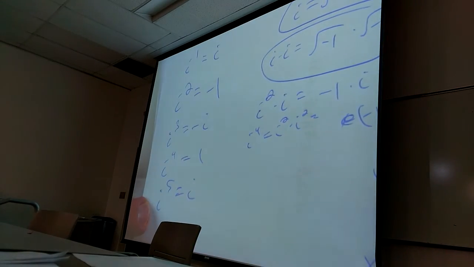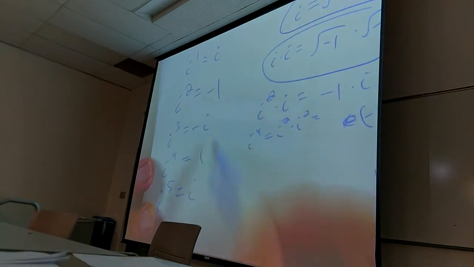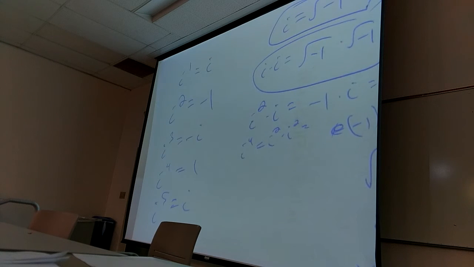And so forth. For example, 1, 2, 3, 4, and then again 1, 5, 6. So there's only 4 possible values that come out for i to a power: i, -1, -i, 1. And they repeat. They're cyclic is what it's called. What's the period of this cycle? Well, how long does it take to go through a complete cycle? 4 turns. On the 5th turn, it starts over again.